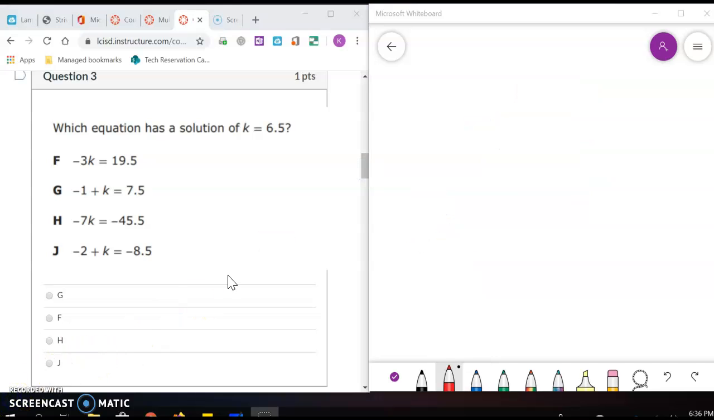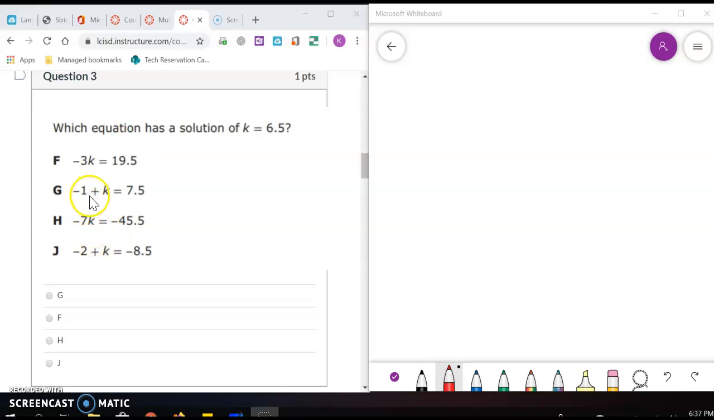All right, this next one says, which equation has a solution of k equals 6.5? So wherever k is in these answer choices, we would plug in 6.5. Some of these things we can eliminate before we even have to do any work. So if we look at choice F, we have a -3 times a positive 6.5. And we should know from our rules that a negative number times a positive number should give us a negative answer, which is not what they have here. So F is not going to work out.